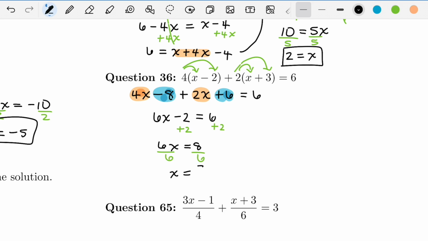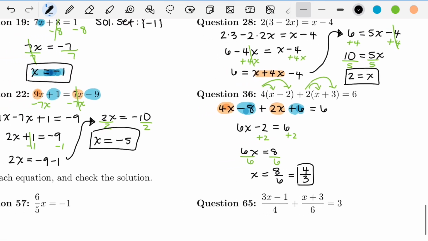We'll get x is equal to 8 over 6, and then we can simplify this fraction. 8 and 6 both share a factor of 2. So if we divide both by 2, we will have simplified this fraction to get our final answer of 4/3.